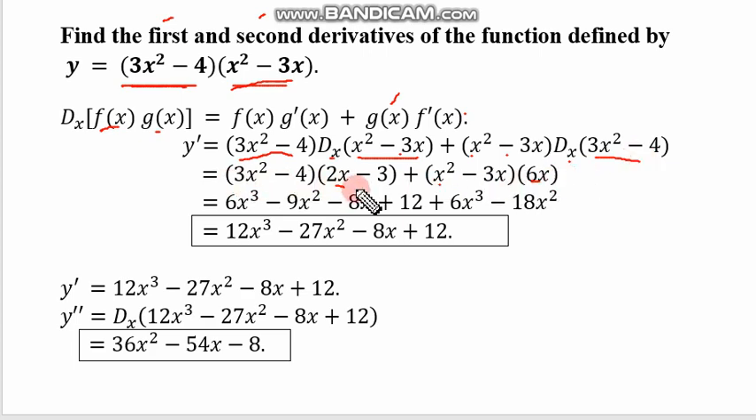Okay, so 3x squared minus 4 times 2x minus 3, that's 6x cubed minus 9x squared minus 8x plus 12. x squared minus 3x times 6x, that's 6x cubed minus 18x squared. So, combine like terms, that's 12x cubed minus 27x squared minus 8x plus 12. This is the first derivative of the function.